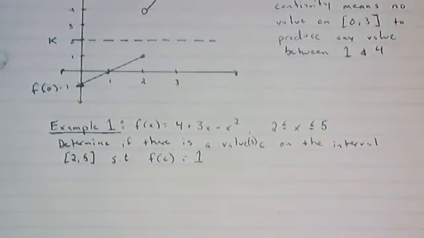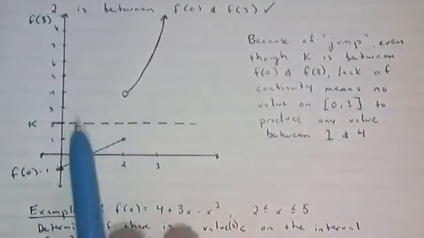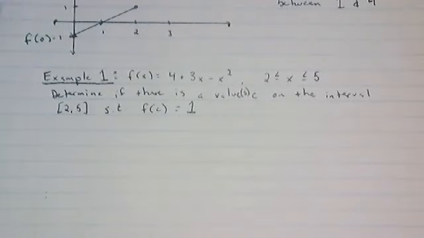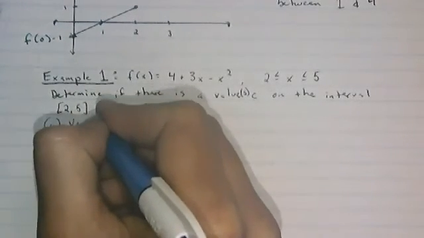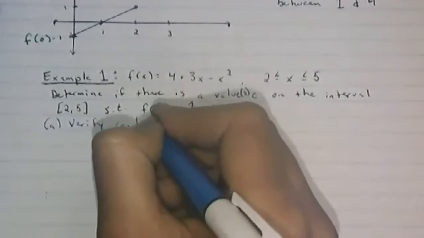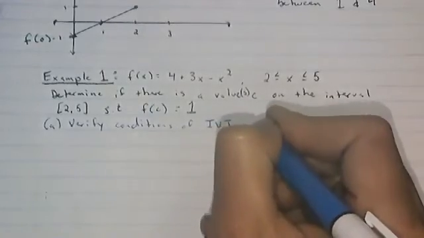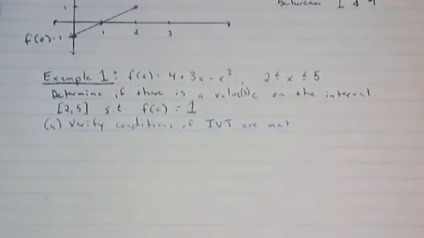So before we get too wrapped up trying to figure out what C is, we need to make sure that the conditions are met to make sure that we know that C actually exists. We failed the conditions in the last one, so C didn't exist. There was not a C value that was going to produce a function value of 2. So we need to verify both those conditions. Call that A, verify conditions of IVT are met. And you can do this in any order, it doesn't really matter.